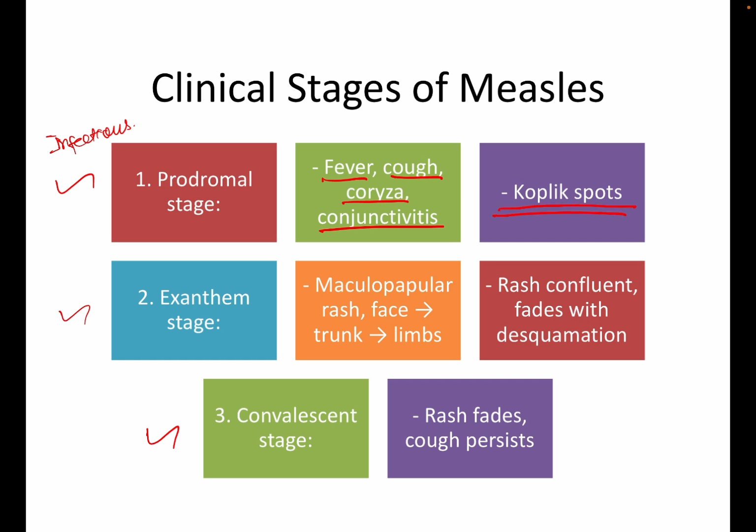In the exanthematous stage, there will be a maculopapular rash, which we have seen earlier, which will start with the face, trunk, and limbs. The rash is confluent, and will fade with desquamation. And in the convalescent stage, the rash fades, but the cough persists.